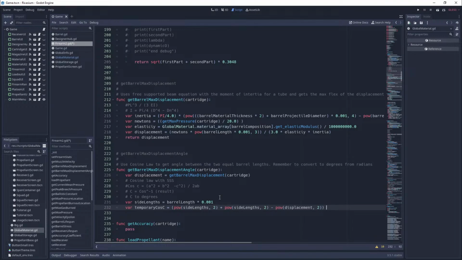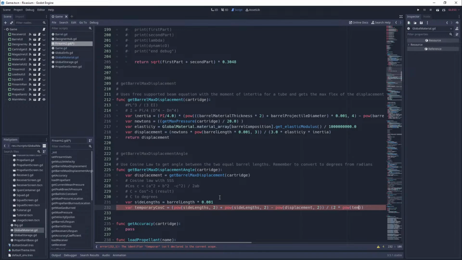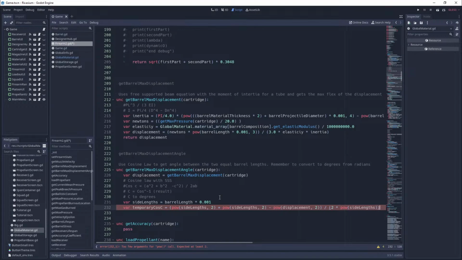And with that, we can just this with 2 times power of temp. It's a bit ugly.